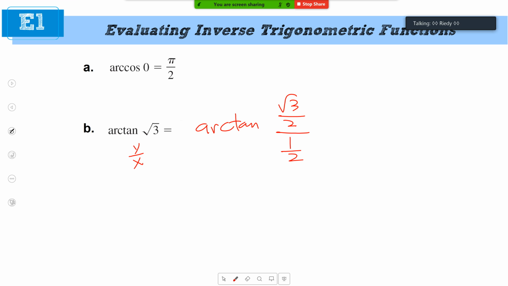So we're looking for a spot on the unit circle where the y value is going to be the square root of 3 over 2, and the x value is going to be 1/2. That would be pi over 3. In other words, big y value, small x value. Now, what if it's not on the unit circle?